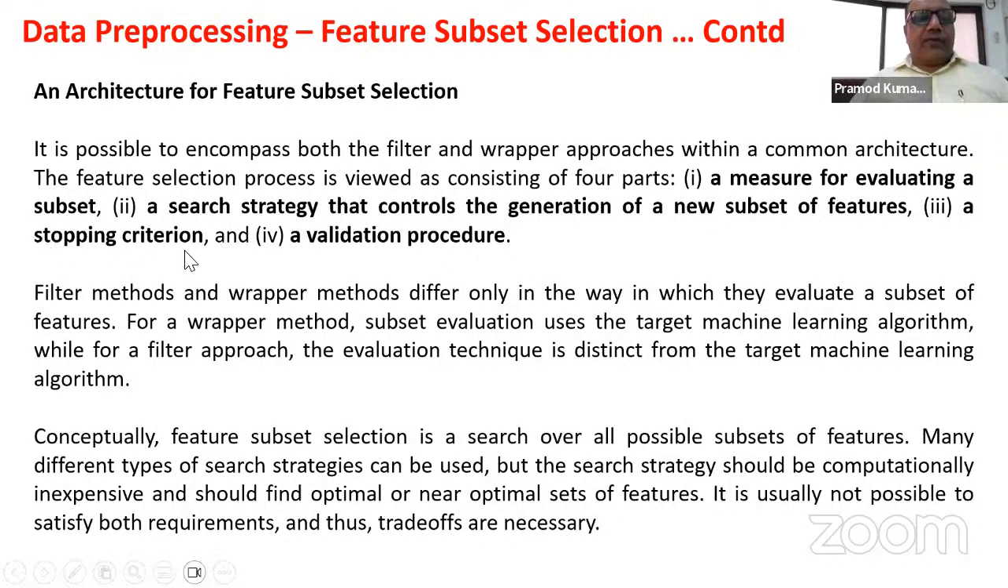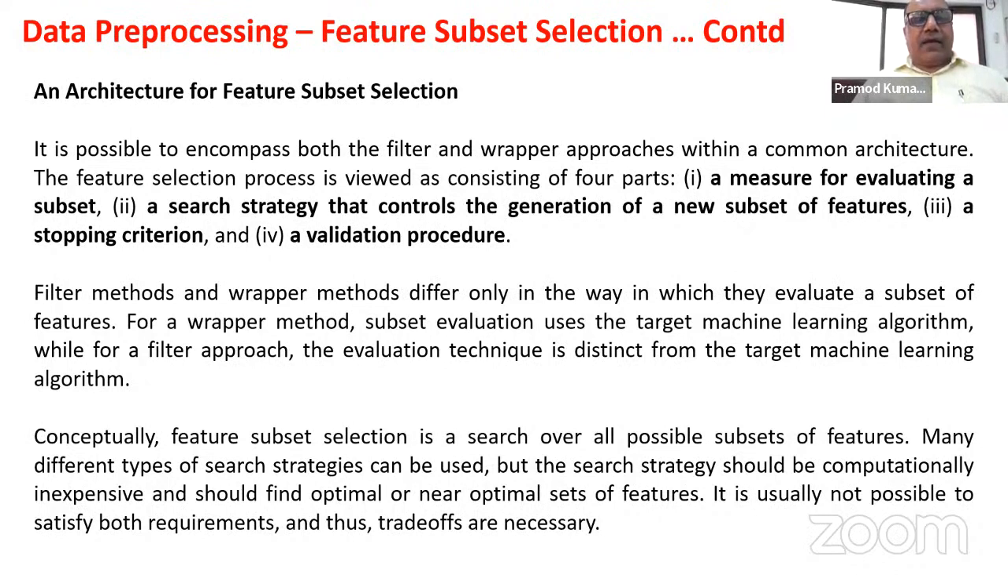The third one is a stopping criterion. Why? Because we create a subset, test it, then create another subset, and so on. If we do not stop anywhere, ultimately we will go for the exhaustive search, making and testing all the subsets. So we must know where to stop. We will say, okay, we have done enough work, now stop, and whatever the best subset is, that is done. So there must be some stopping criterion also.